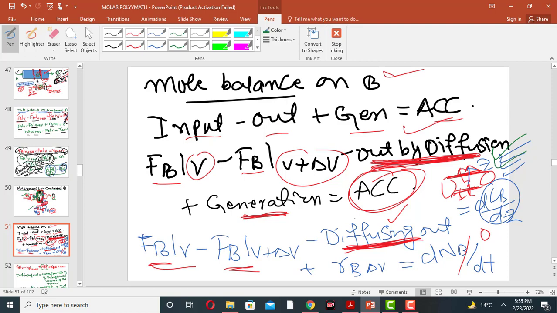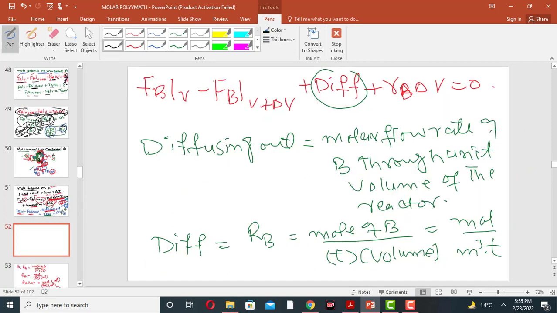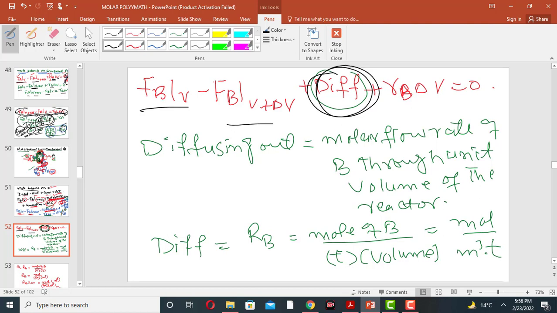So B is diffusing out, and there is the rate of generation of component B. At steady state, the accumulation term will be 0. Now this is the inlet, B is entering, B leaving, B is diffusing out through the side of the membrane, the rate of generation of component B, and at steady state the accumulation term is 0.